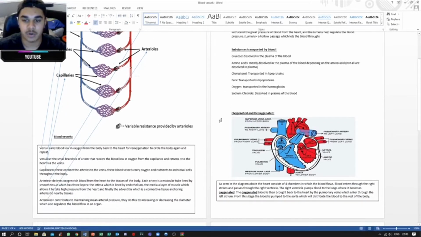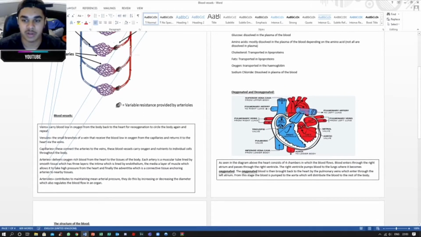Okay, now we have oxygenated and deoxygenated, and we have a nice diagram of the heart. The blue side is deoxygenated and the red side is oxygenated. As seen on the diagram above, the heart consists of four chambers: the right atrium, right ventricle, left atrium and left ventricle, in which the blood flows. So blood enters through the right atrium, which is here, and passes through the right ventricle, which is down there. The right ventricle pumps blood into the lungs where it becomes oxygenated.